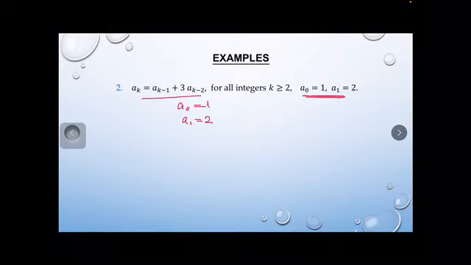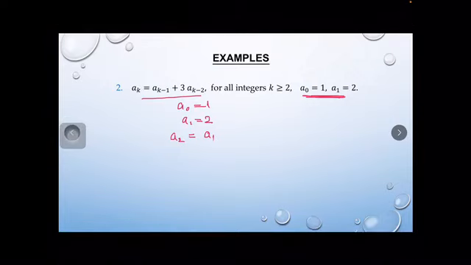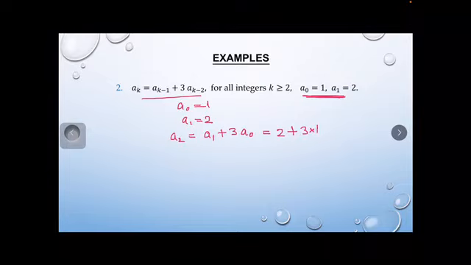So what will be our next term? Our next term is a2. We calculate a2 by putting k equal to 2, so that is 2 minus 1, that is 1, plus 3 a0. We know the values of a0 and a1. What is a1? That is 2, plus 3 times a0. What is a0? That is 1. So you will get 2 plus 3, 5. So our third term is 5.